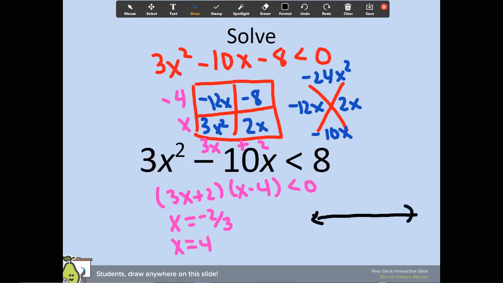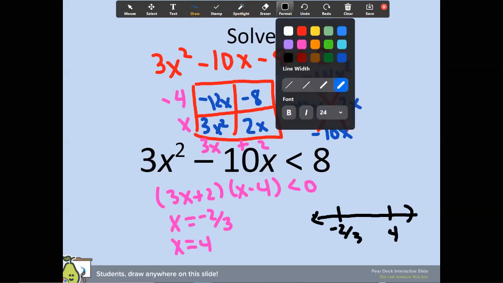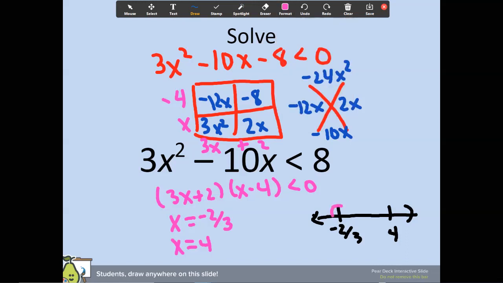Okay, so here's my number line. So I have a negative 2/3 and a 4. And if I look at my original inequality, where I got everything on one side and 0 on the other, this is a less than. So these are going to be open circles. Open circle here, open circle here. Now you can test a point like 0 and put 0 in and work it out, and I'll do that here in a second.